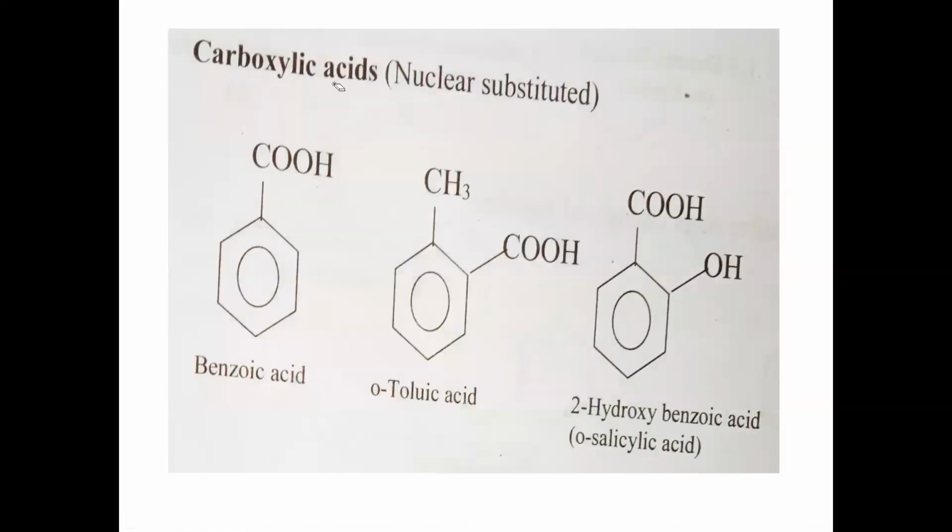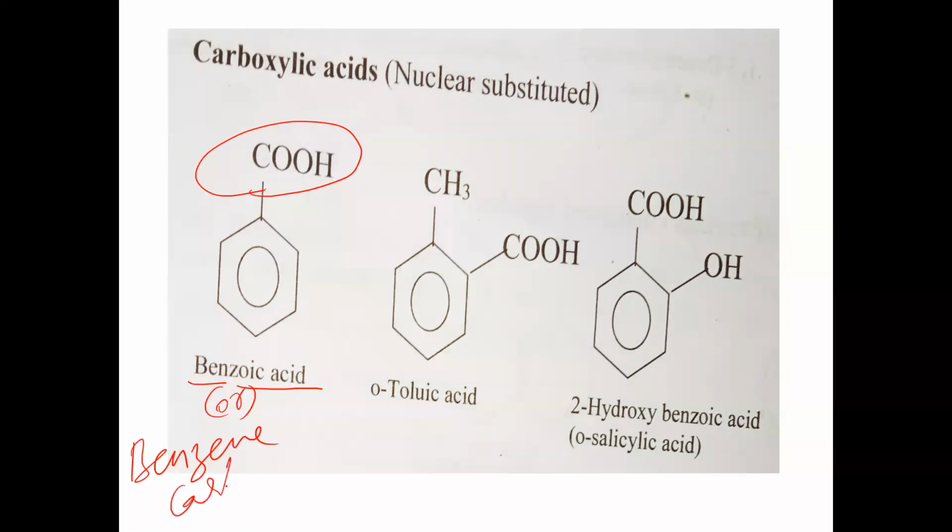Next, carboxylic acid. This means nuclear substituted, meaning what? If the COOH group is substituted on the benzene nucleus, it is called a nuclear substituted compound. Means in the benzene molecule, the hydrogen atom is replaced by the COOH functional group. So it is called benzoic acid. The other name, what I said, is benzene carboxylic acid. So benzene carboxylic acid or benzoic acid.